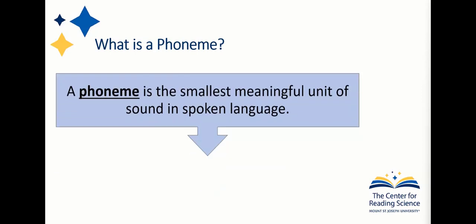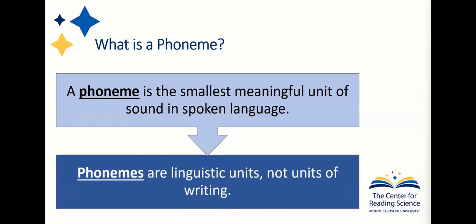Well, a phoneme is the smallest meaningful unit of sound in spoken language. Let's think about that for a minute. Say the word bit. Now say bit, but change the I to A. Did you say bait? Great. Now say bait. Change the A to O. Did you get the word boat? Now say boat, but change the O to aw. Did you say bought? Good job.